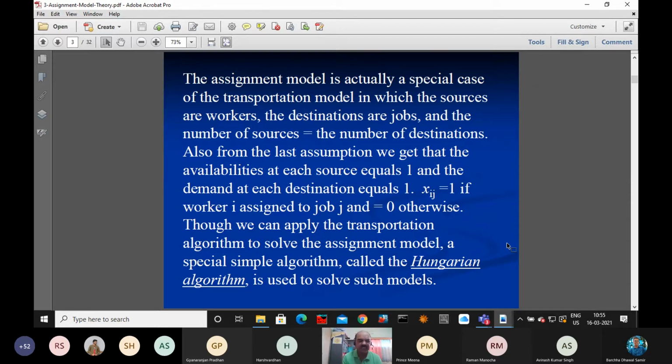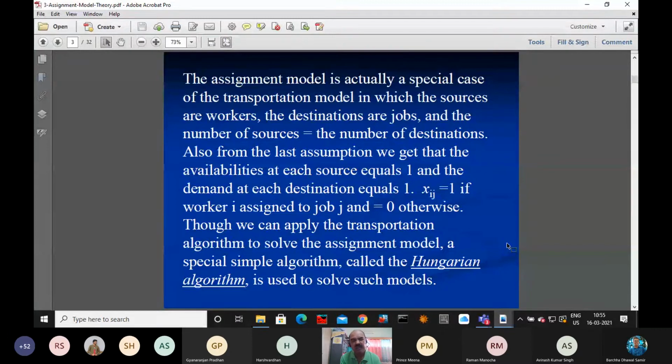Though we can apply the transportation algorithm to solve the assignment model, there is a simple algorithm called the Hungarian algorithm. We will use this one, but we can also use the transportation algorithm to solve the assignment problem, though this will be much more difficult. There are other problems, in the sense that the solution we are finding is always degenerate, so we have to tackle the degeneracy problem. So here we will use the Hungarian algorithm instead of the transportation algorithm.